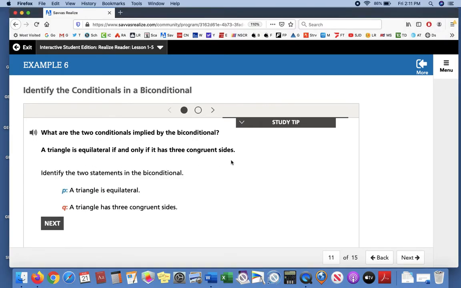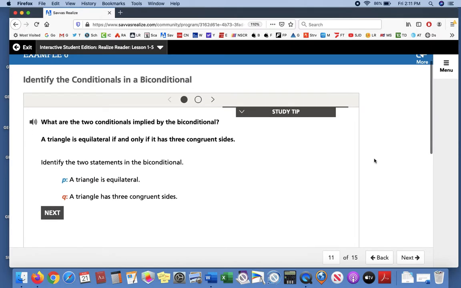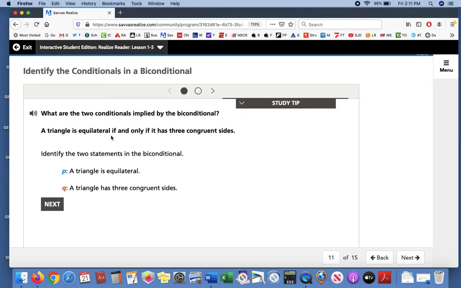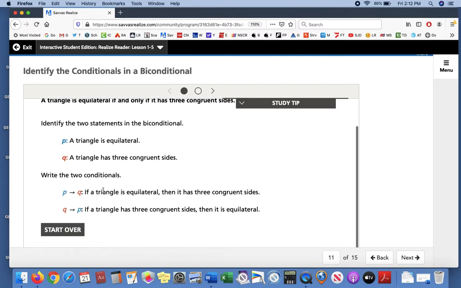What do I mean? Well, first we identify what the P and the Q are, which should be fairly obvious if you see the if and only if, which a biconditional has to have. One of these is going to be the hypothesis, and one is the conclusion. And since both end up being true, you could choose either way. That's why they say here to write two conditionals. Okay. So first they're going to write if P then Q, then they write if Q then P.